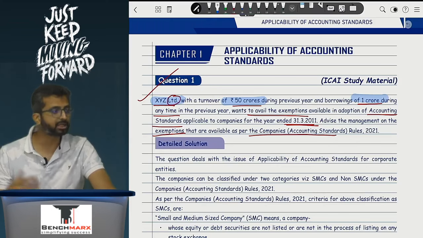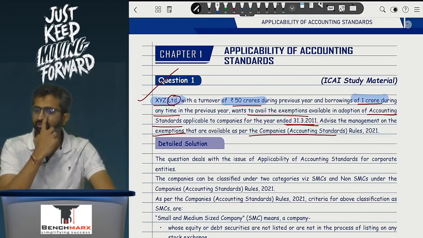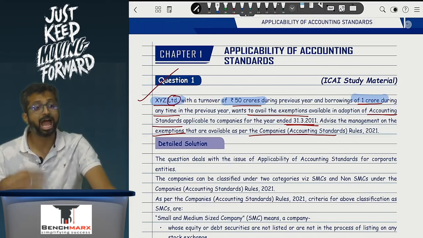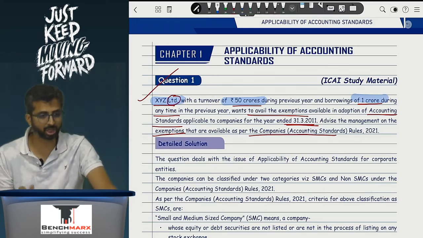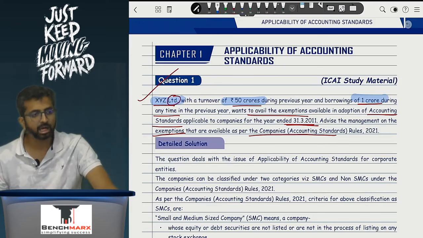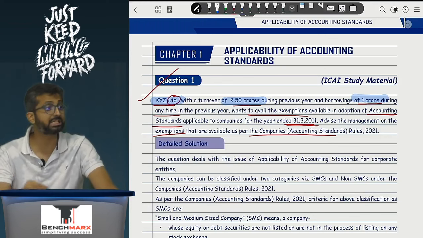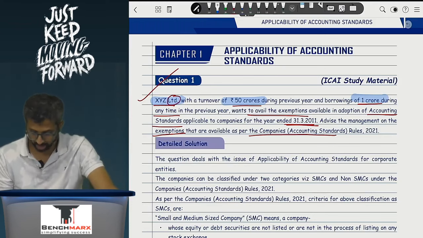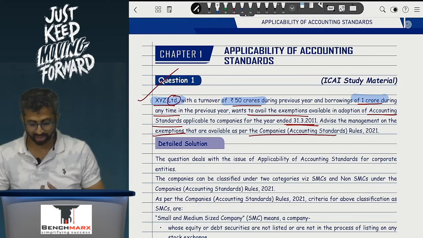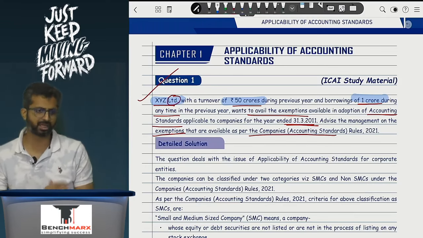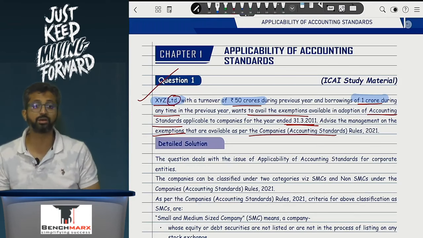In the given case, XYZ has a turnover of 50 crores (that is less than 250 crores) and borrowings of 1 crore (that is less than 50 crores), and hence XYZ is an SMC. Conclude. What are they asking you? Advise management on the exemptions that are available. Since XYZ is an SMC, it will get no partial or full exemption from specified accounting standards.